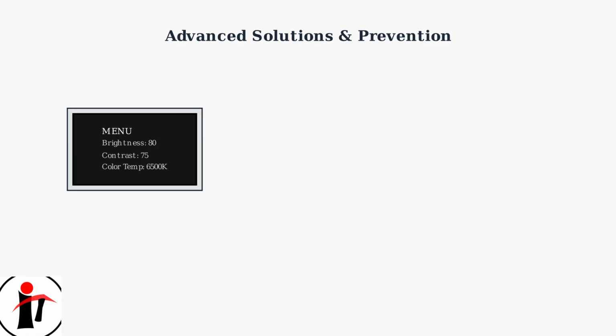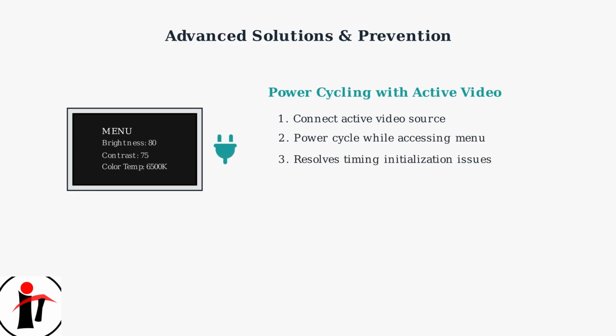When basic troubleshooting fails, advanced methods can often resolve persistent OSD issues. These techniques target deeper system problems that simple resets cannot fix. The first advanced method involves power cycling with an active video source connected. This technique helps resolve initialization timing issues that can prevent the OSD menu from loading properly.